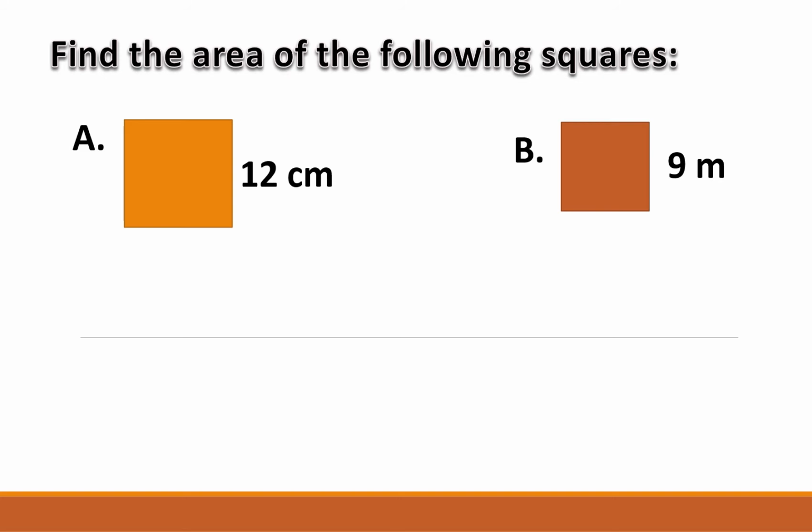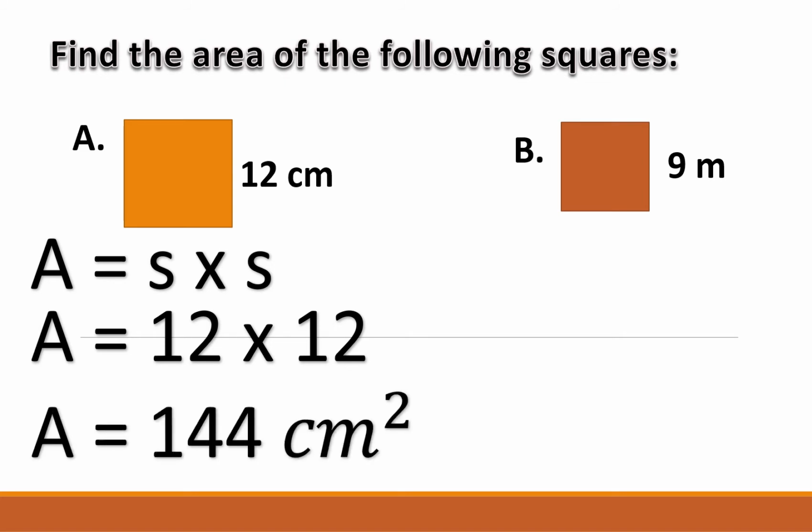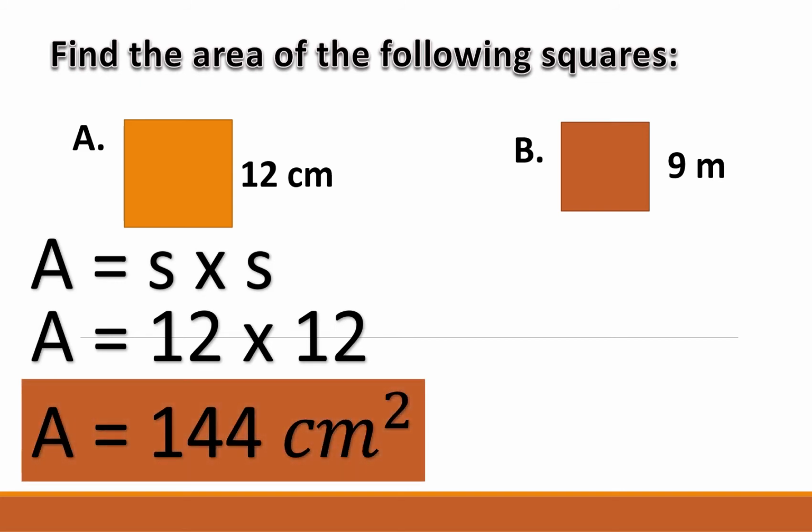Okay, so let us see if 144 is the correct answer. Because area is equal to side times the side, applying the formula by substitution, we have 12 times 12. And 12 times 12 is equal to 144 square centimeter. Very good, class. So that is our answer in letter A. How about in letter B?